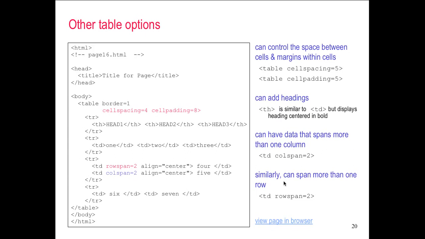So you can control the space between the cells and the margins within the cells. Here we have the table with cell spacing and cell padding. So how much extra space is going to be in there, and how much padding are we going to put? Here we have a border of 1, cell spacing equal to 4, and cell padding equal to 8. So we're adjusting the margins, and we're adjusting the space.